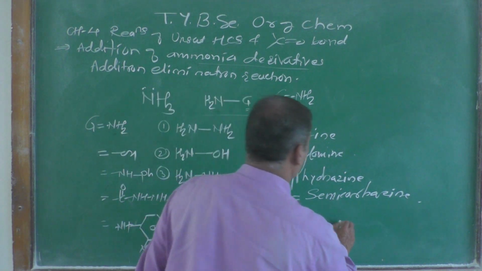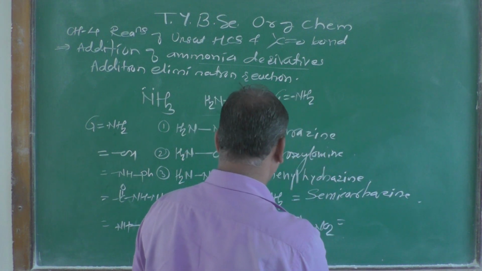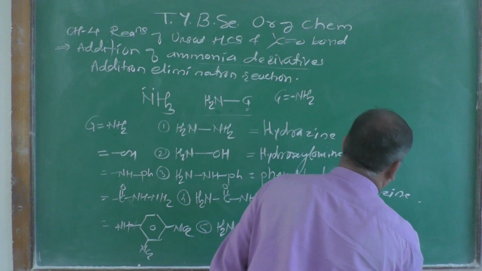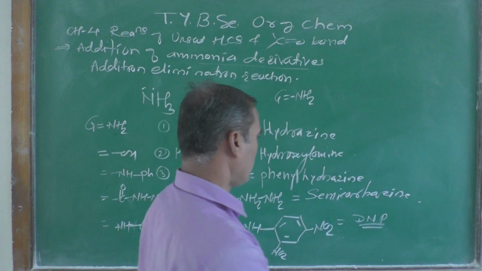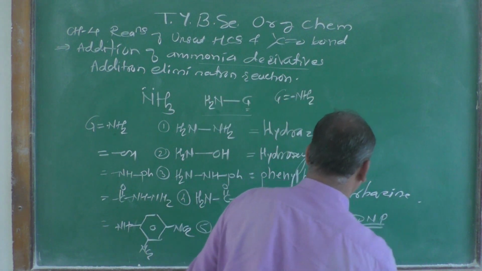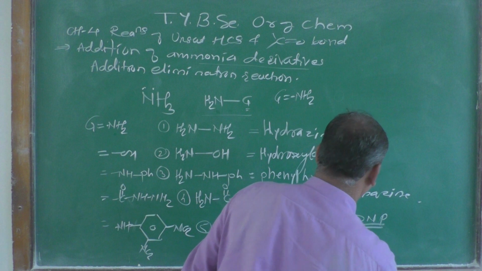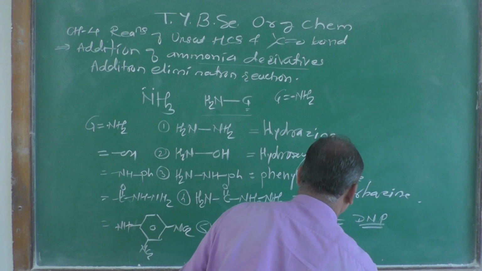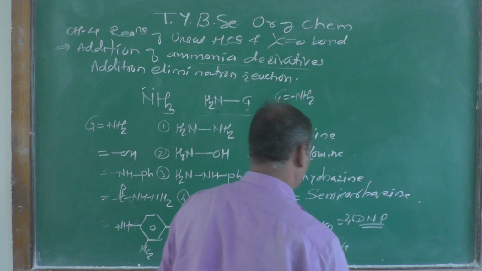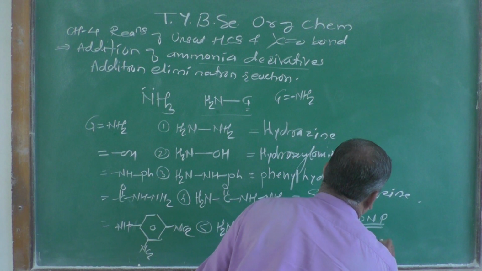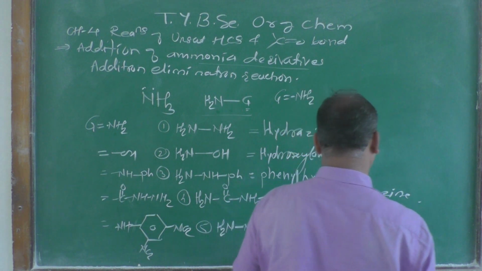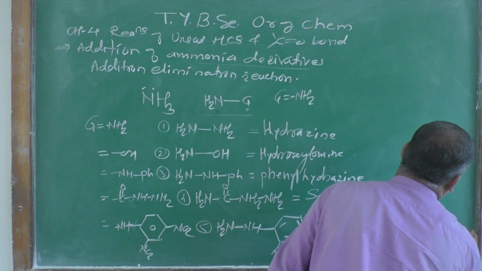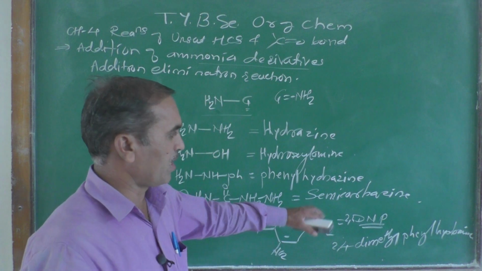The short form of the name of this compound is DNP, right? DNP is the short form; it is one of the reagents. The full form of this name is 2,4 DNP, dimethyl phenylhydrazine. So this is the name of this compound.